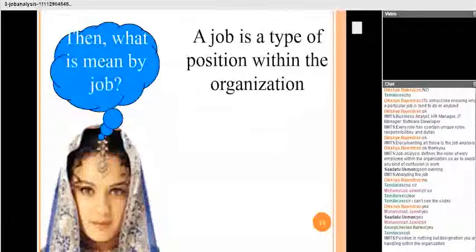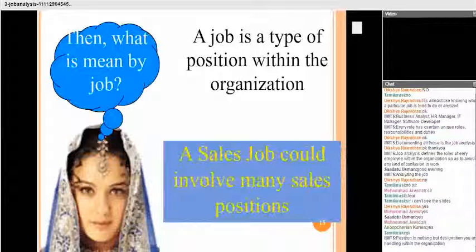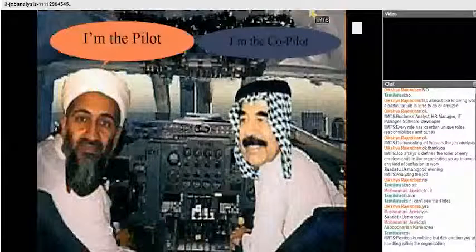Then what is meant by a job? A job is a type of position within the organization. A sales job could involve many sales positions. An accountant job will involve many accountant positions. An HR job will involve many HR positions. So the job is the type of position which you are handling in the department or in the company.